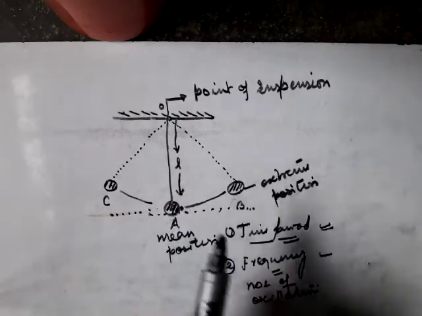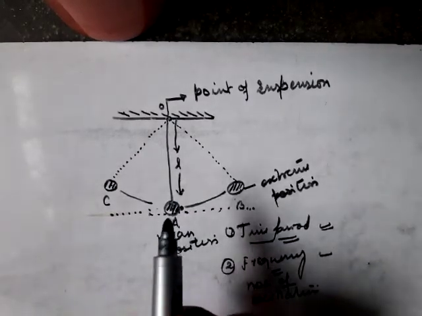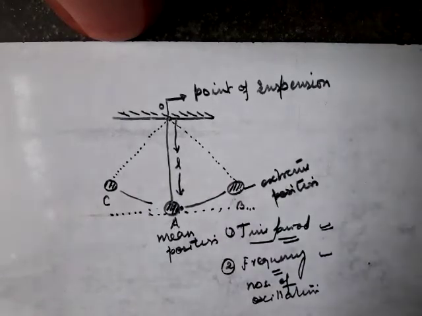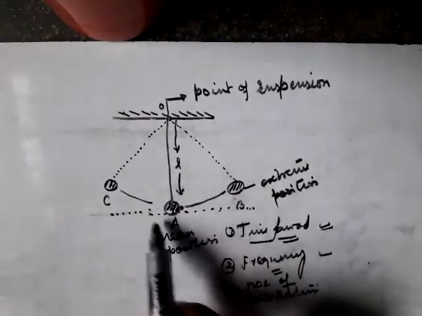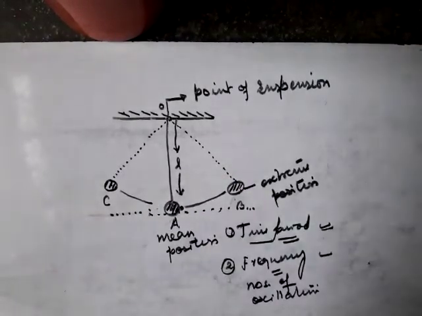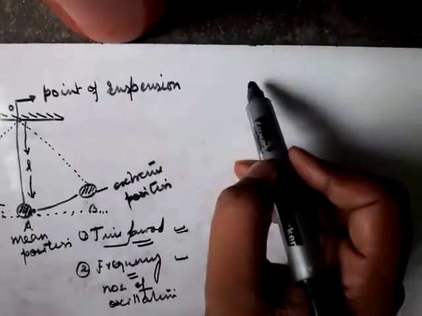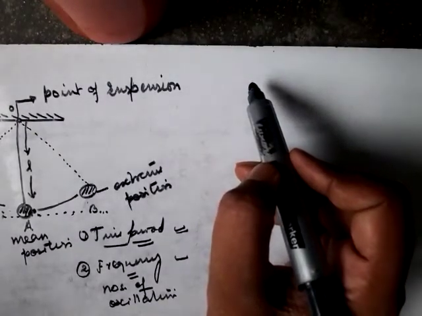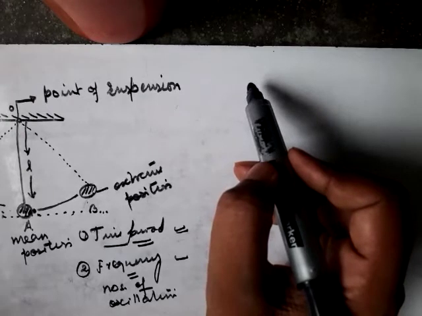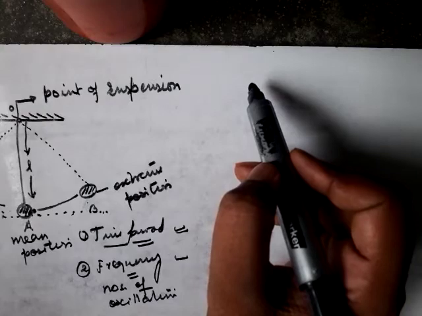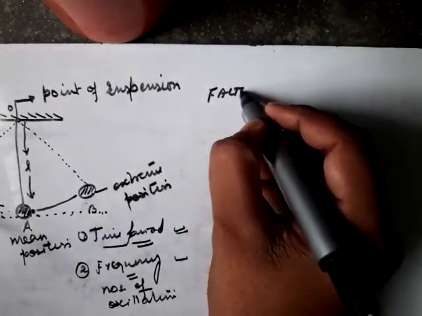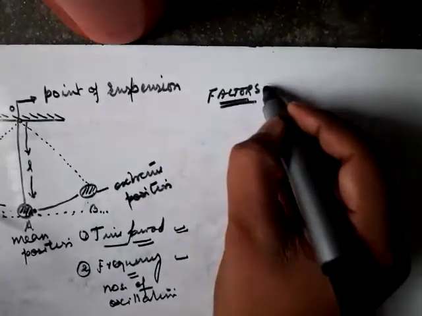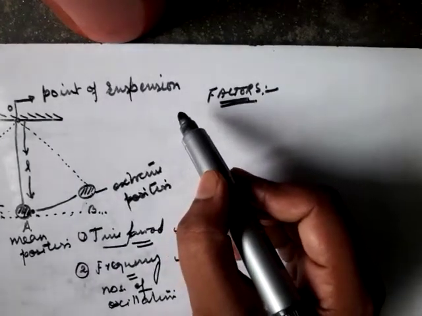Now we are going to explain the factors on which the time period of a simple pendulum depends. What are the factors on which the time period of the pendulum depends? We will discuss how the time period of a simple pendulum depends on them.